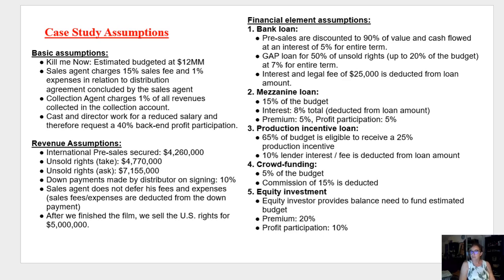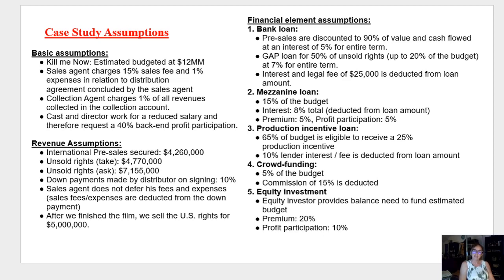The mezzanine lender that we have secured for this will give us 15% of the budget and charge an 8% interest up front. They will require a premium, and that's payable in the recoupment phase, and they will also require a profit participation, each of 5%.